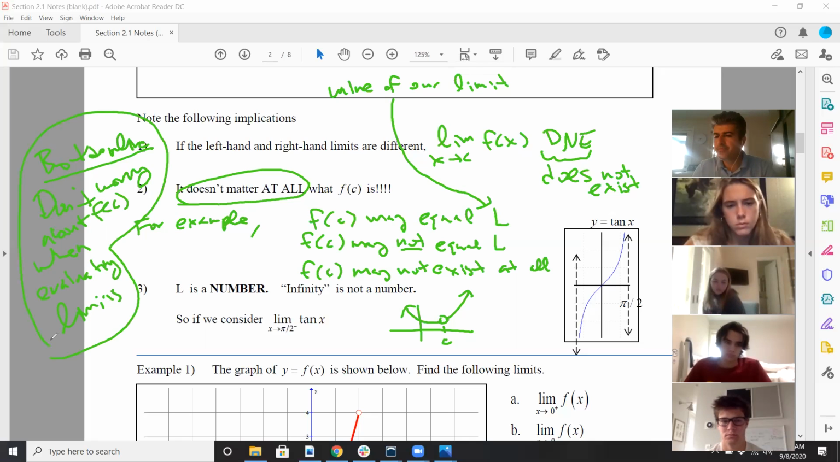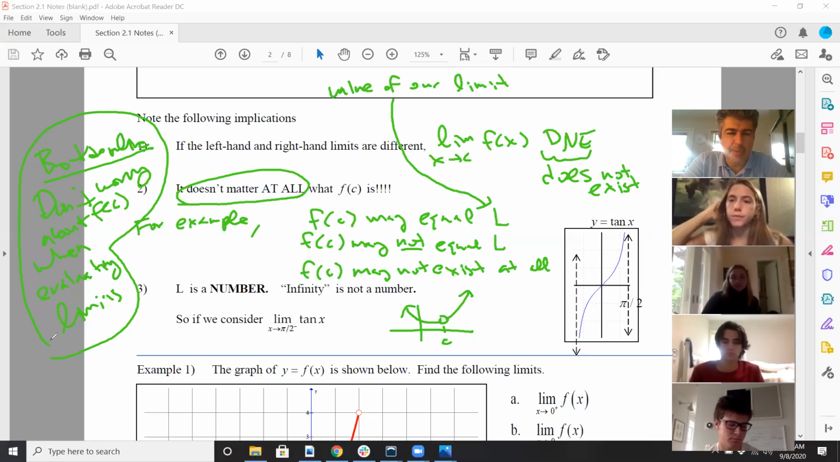It doesn't matter at all. It's all about approach. Any questions so far before I move on to the last implication? Then we'll go to page 3. Nope. Okay.